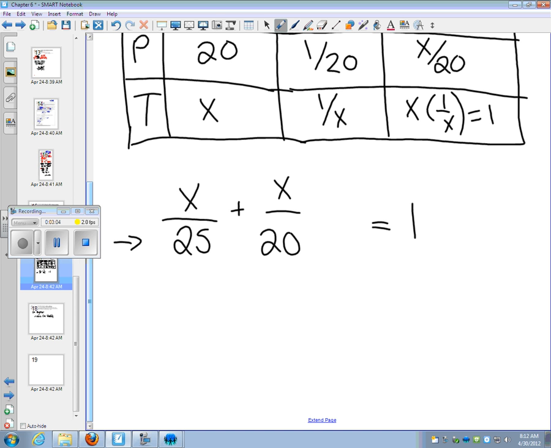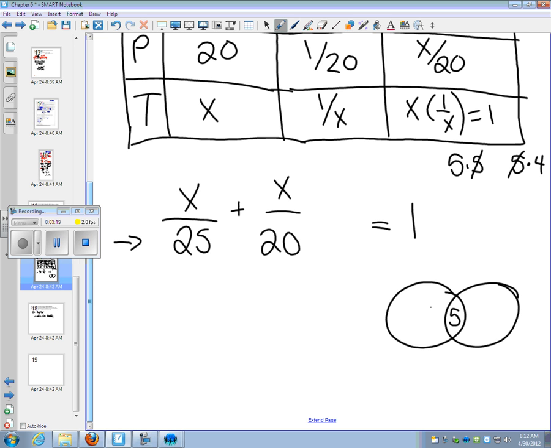Okay? So we have 25 and 20. 25 can be written as 5 times 5, and 20 can be written as 5 times 4. So 5 appears in both of them. We have another 5, and we have another 4 there. So the lowest common denominator is going to be 5 times 5 times 4, which is 25 times 4, which is 100. So we're going to multiply both sides of this equation by 100.